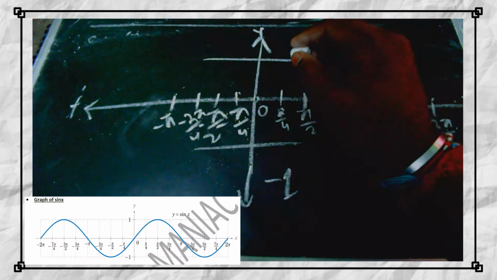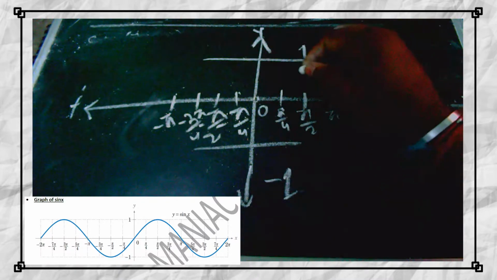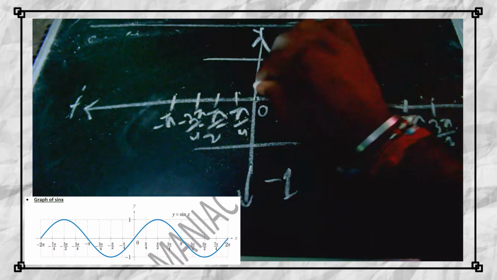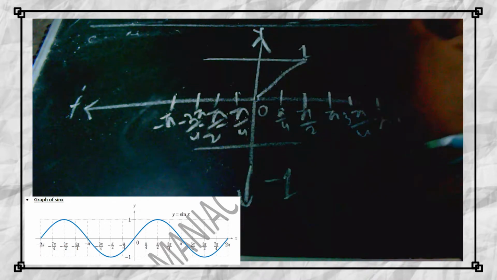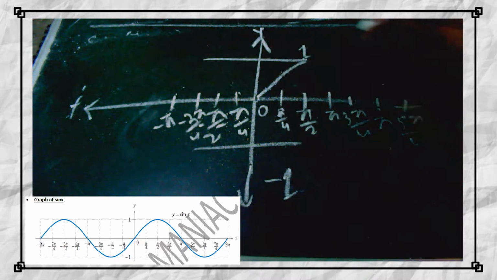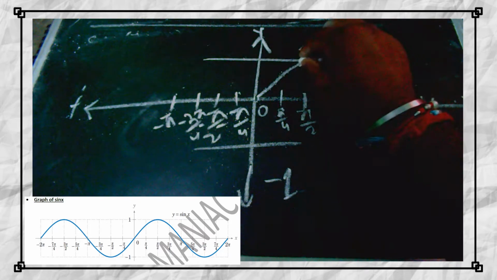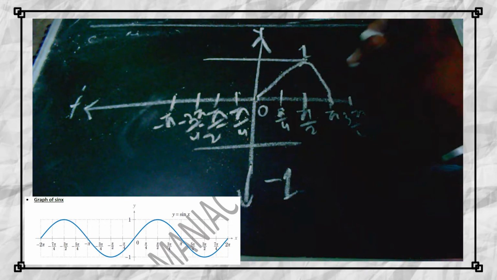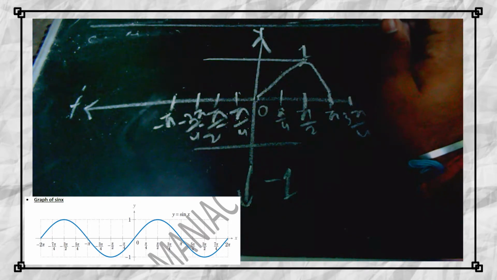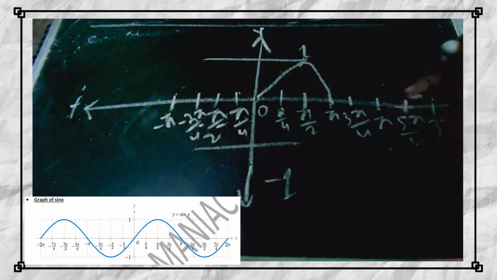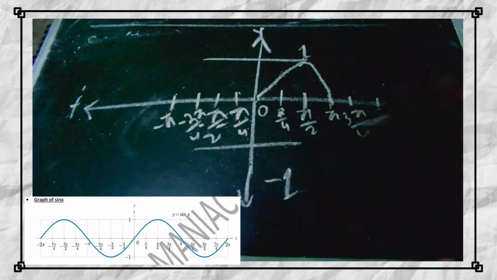Now the value of sine of pi by 2 is 1. So the point will be here. So we'll join this point. Next, the value of sine of pi is again 0. So our point will be here. So the graph will move down to here. Next, value of sine of 3 pi by 2 is minus 1. So our point will be here. So it will move on like this, in this way.